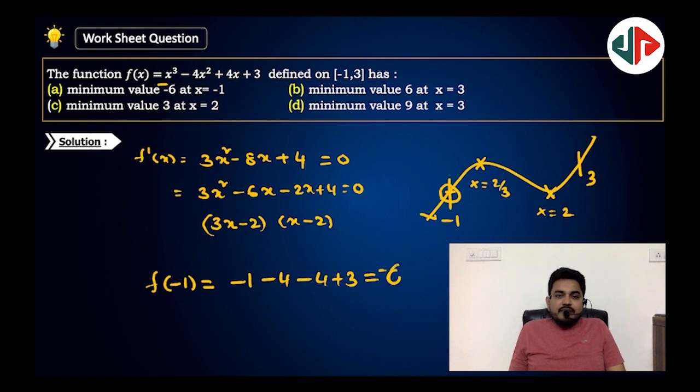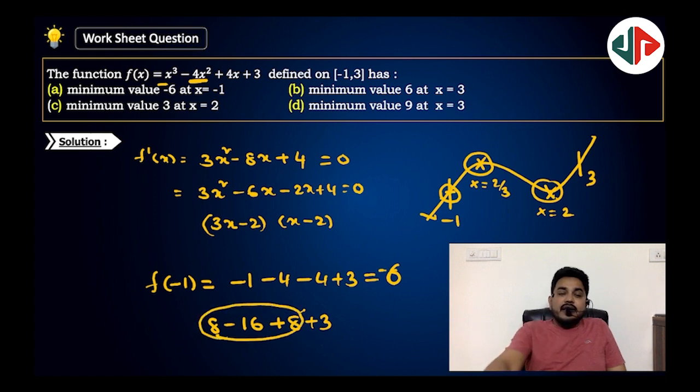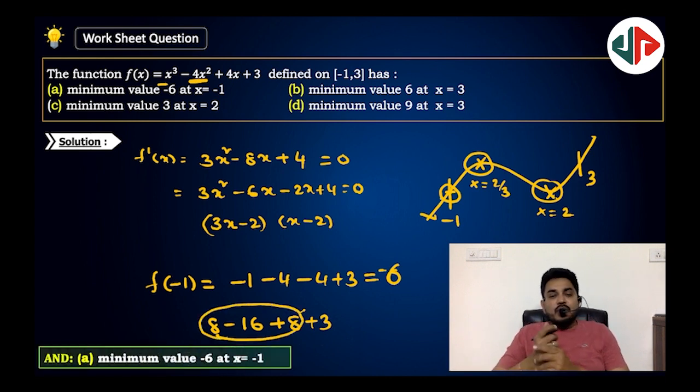Minus 6. Or at x is equal to 2 is also possible. At x is equal to 2 minimum, at x is equal to 2 by 3 maximum. So at x is equal to 2, 8 minus 16, because 4 fours are 16, plus 8 plus 3. So this value is 0. So what is the answer? It is a minimum value at x is equal to minus 1.